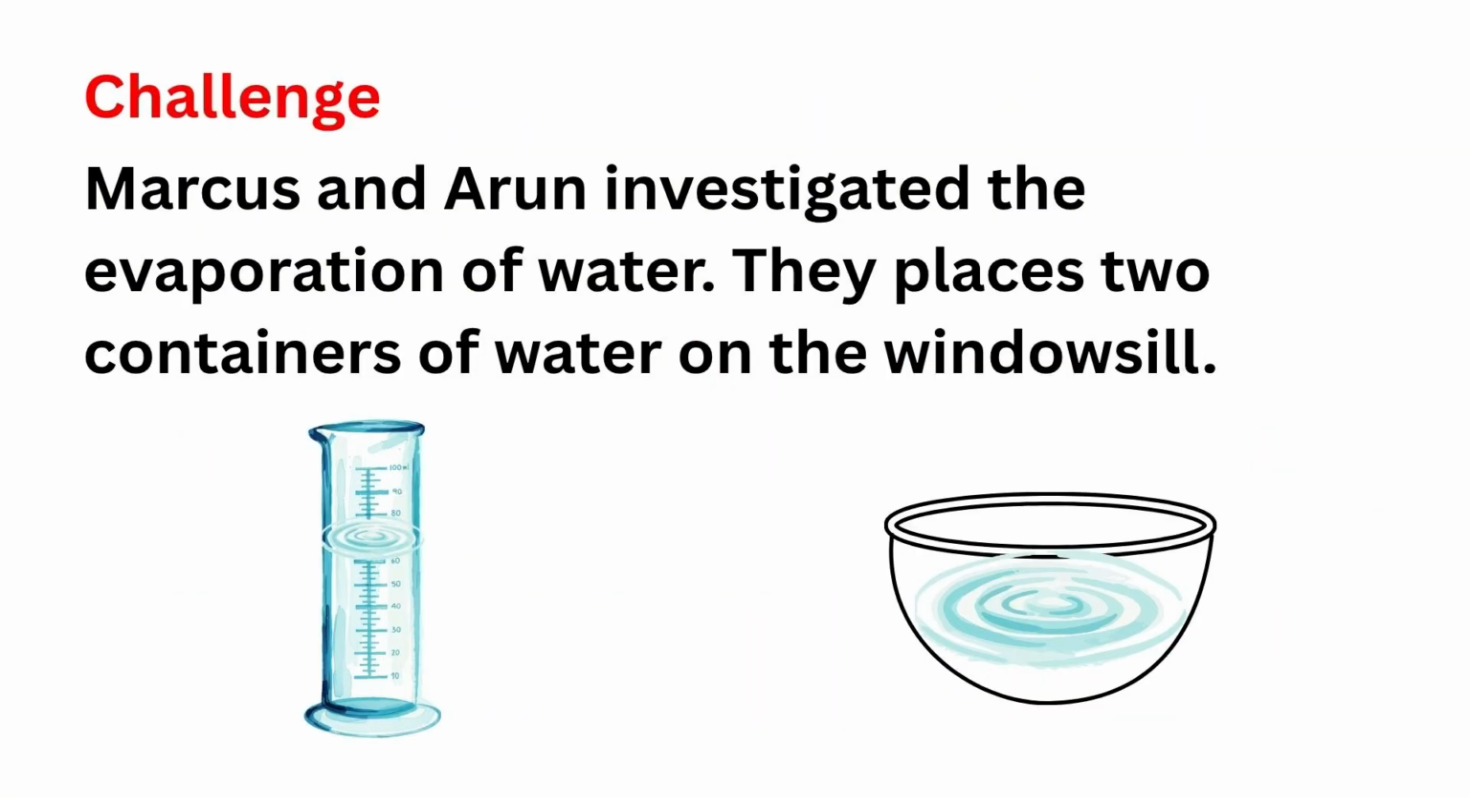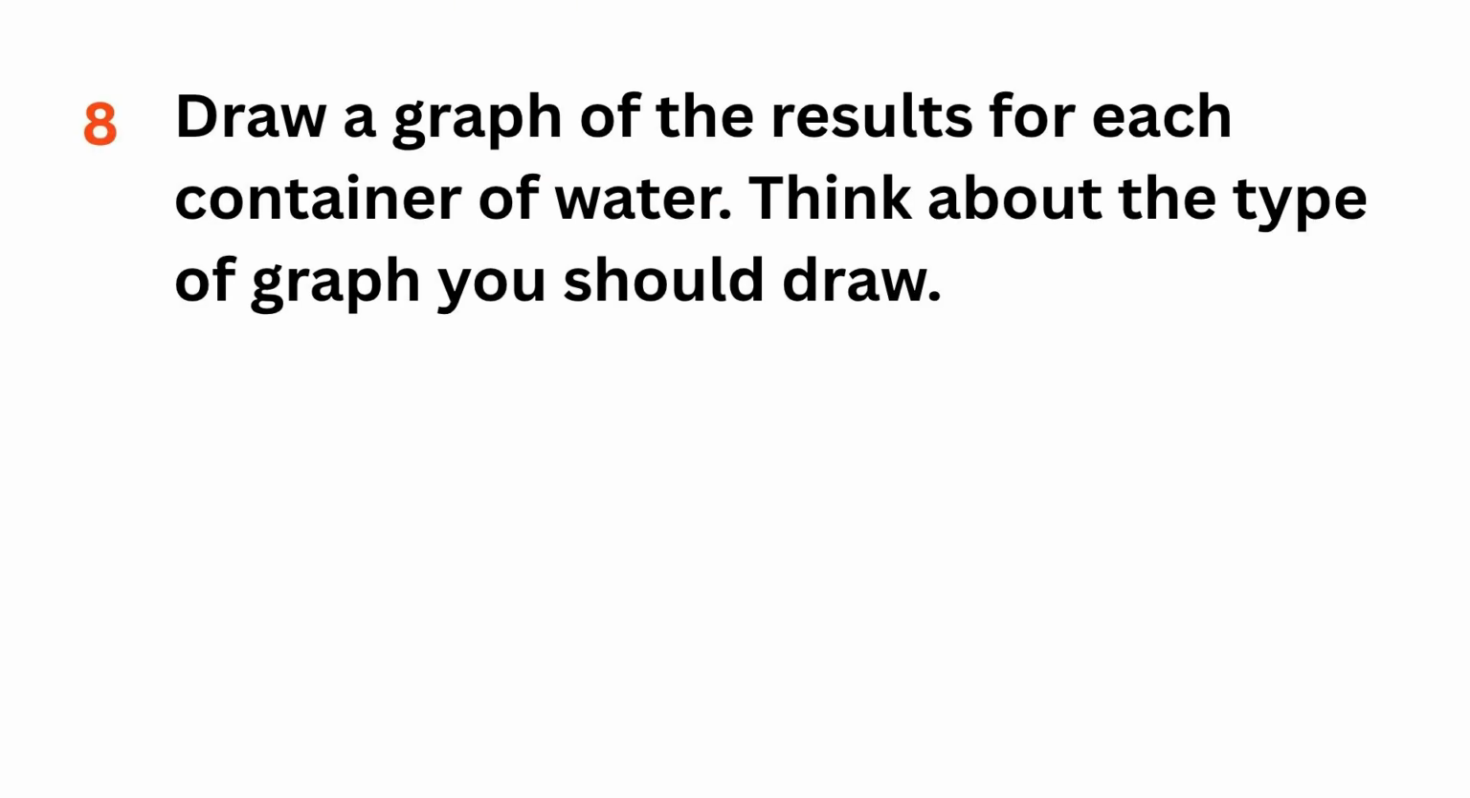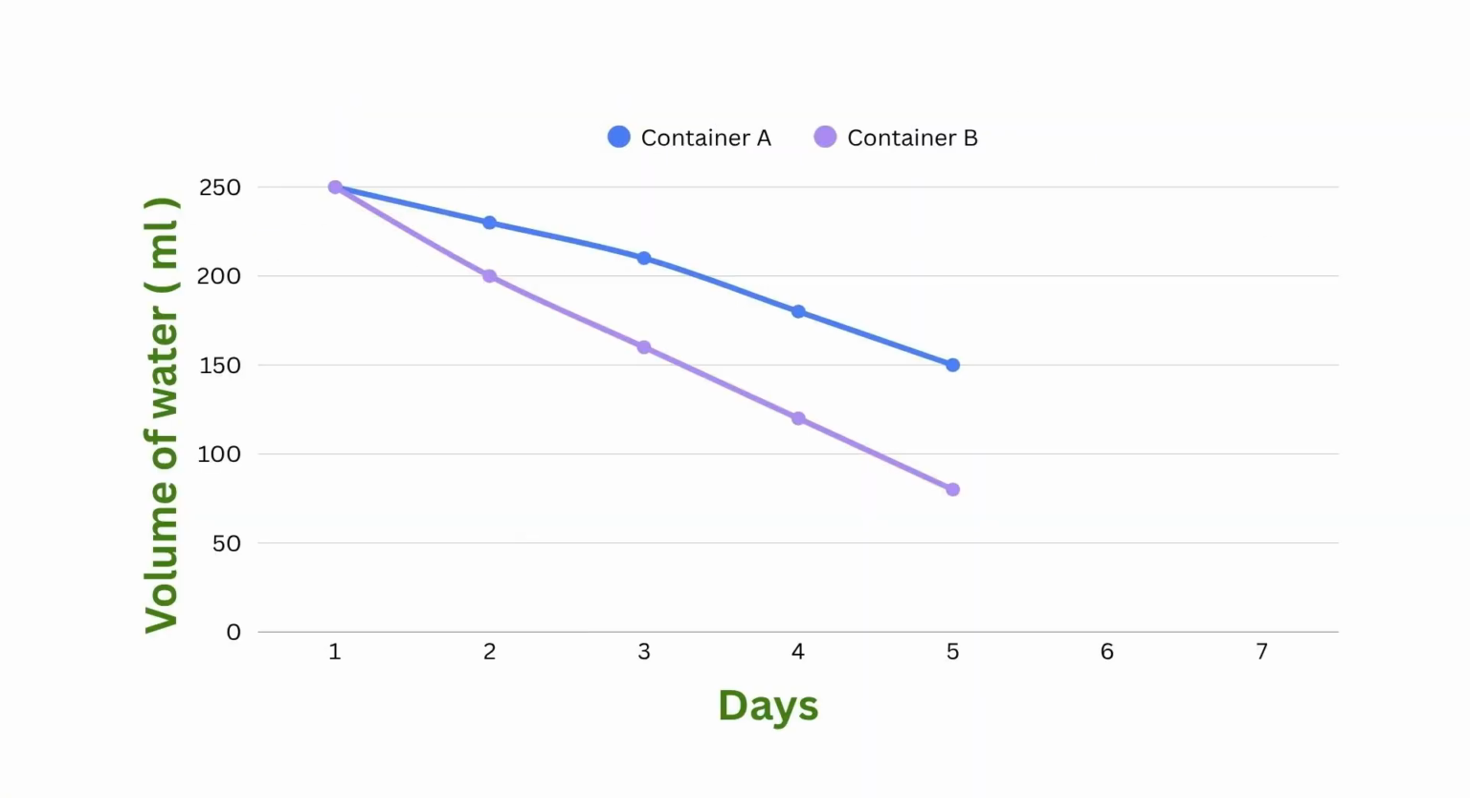Challenge. Marcus and Aaron investigated the evaporation of water. They placed 2 containers of water on the windowsill. Question 8. Draw a graph of the results for each container of water. Think about the type of graph you should draw. So, this is the result graph for each container of water. The blue color means container A and the purple color means container B.